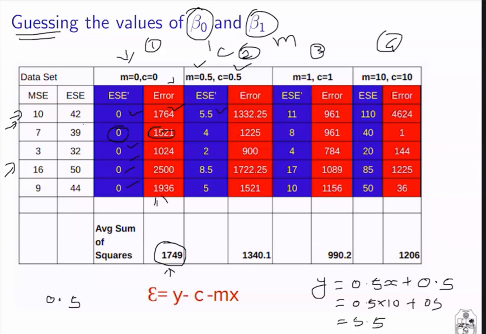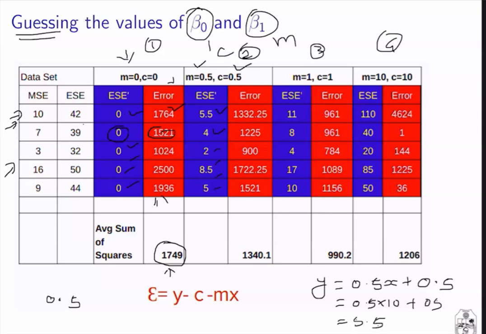Similarly, for 7, I take half of 7, that is 3.5, and add 0.5 to that, so it becomes 4. So the predicted value of the second data point is 4. Similarly, I have calculated the predicted values for all the data points, and these are the different predicted values.